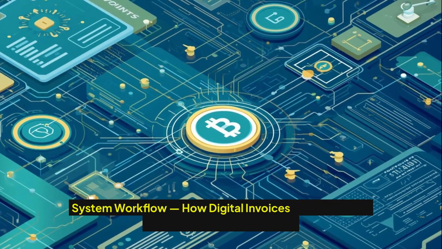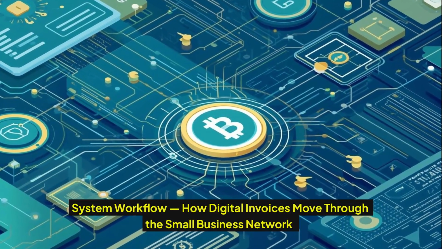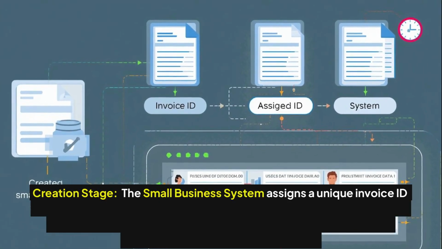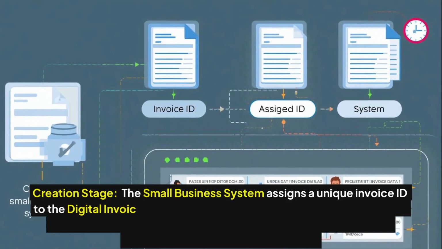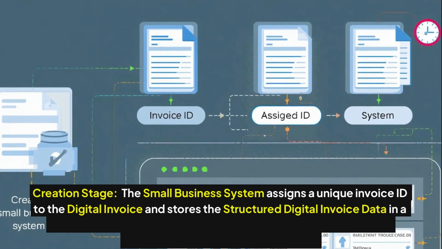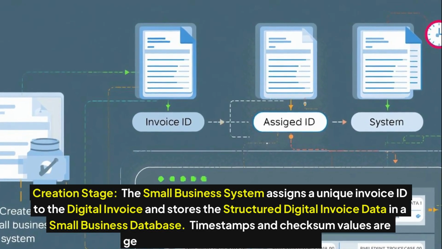System workflow: how digital invoices move through the small business network. Creation stage: the small business system assigns a unique invoice ID to the digital invoice and stores the structured digital invoice data in a small business database. Timestamps and checksum values are generated to establish authenticity.